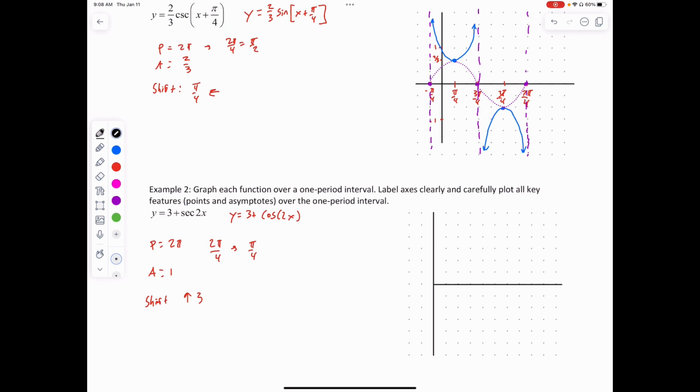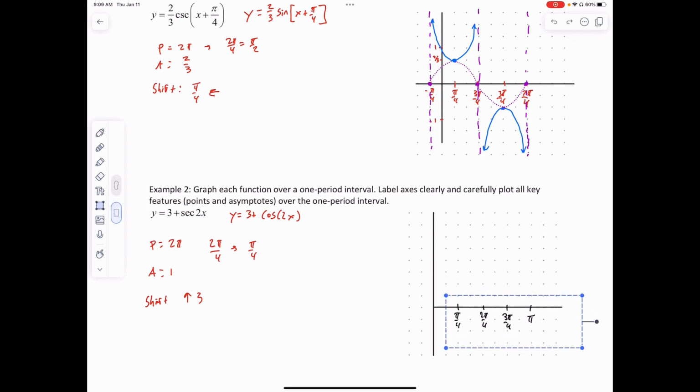And then I'm going to have to count by pi over 4. So 1, 2, 3, 4: pi over 4, 2 pi over 4, which is pi over 2, 3 pi over 4, and pi. Then because we're doing cosine here, that takes care of the period, but I am shifting up by 3. Because of that shift, I might want to move this axis down a little bit, just to give me a little more space to work with.